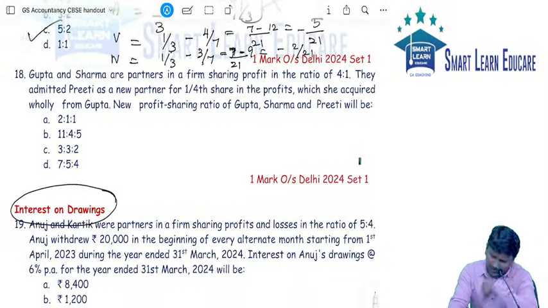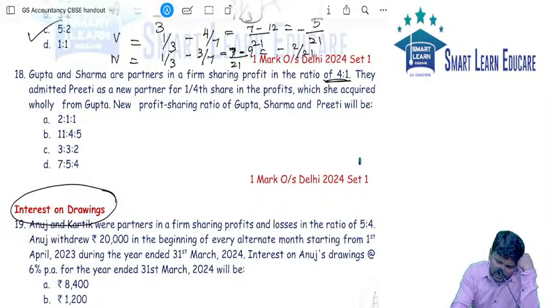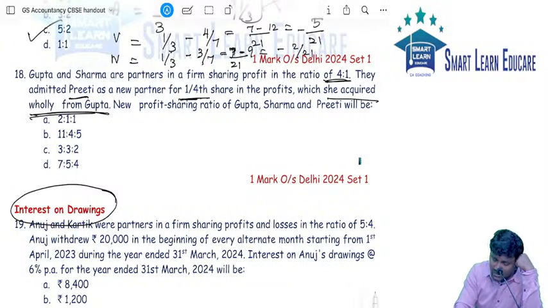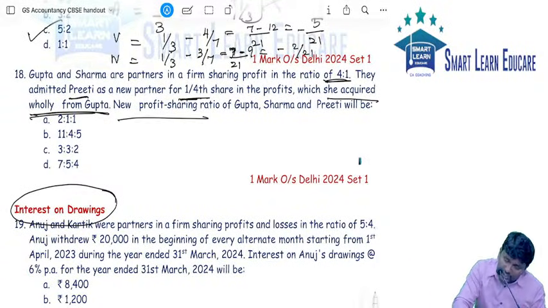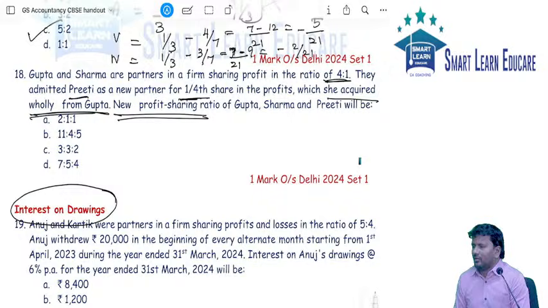G and S were partners sharing profits and losses in the ratio of 4:1. They admit P as a new partner for 1/4 share in profit, which she acquired wholly from G. In the question they don't ask for the new partner's share, they ask for the new ratio. Please try this question. So with this question the ratio topic comes to an end. But still this ratio again we will learn in one more topic, we will learn again in admission of partner also.